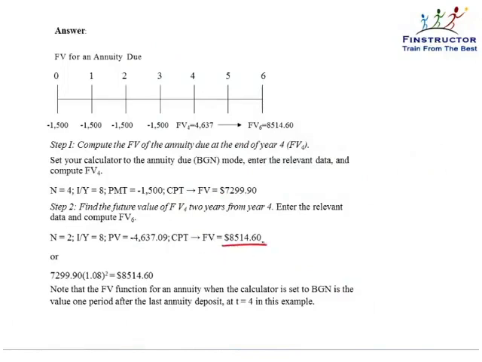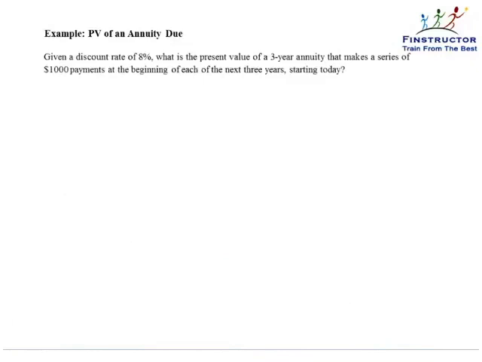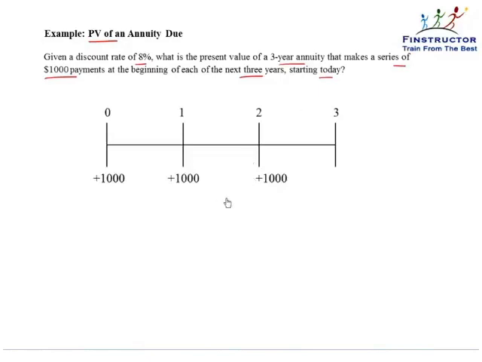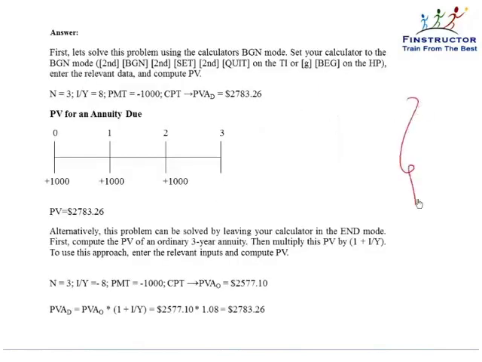Have a look at the detailed solution. Just like we calculated the future value of an annuity due, in the same manner we can calculate the present value of an annuity due. Given a discount rate of 8%, what is the PV of a 3-year annuity that makes a series of $1,000 payments at the beginning of each of the next 3 years starting today? Please do the calculation on your own, guys, and you can verify your solution as given in the slide. You should get the answer to be 2783.26, the same concept that you will carry forward.